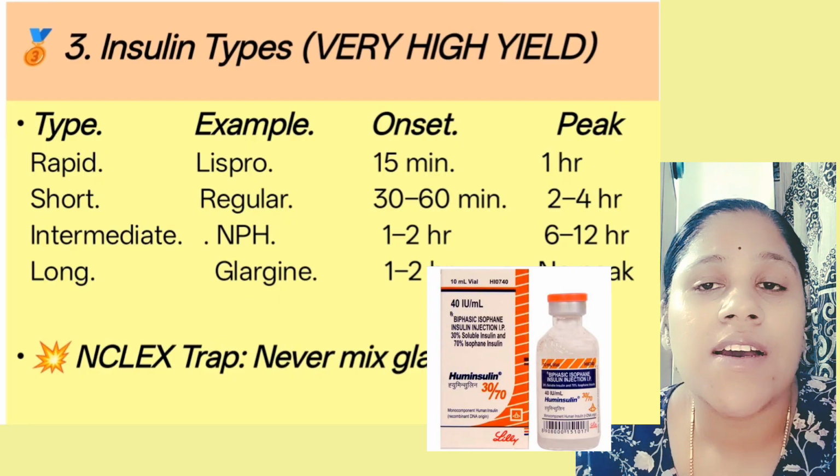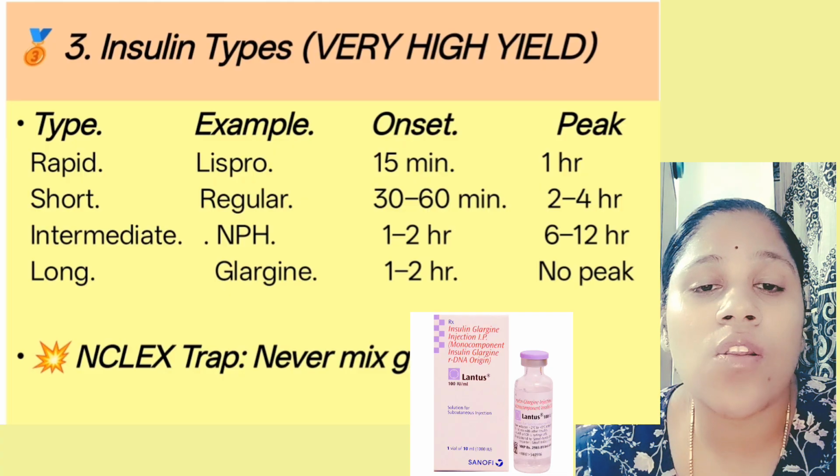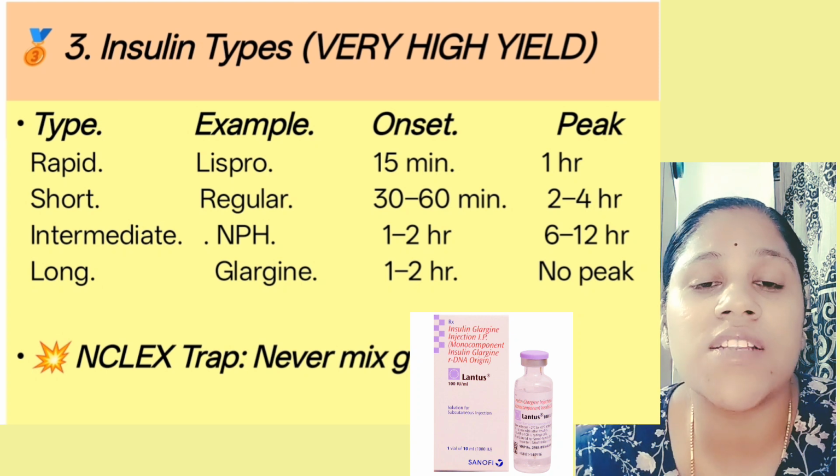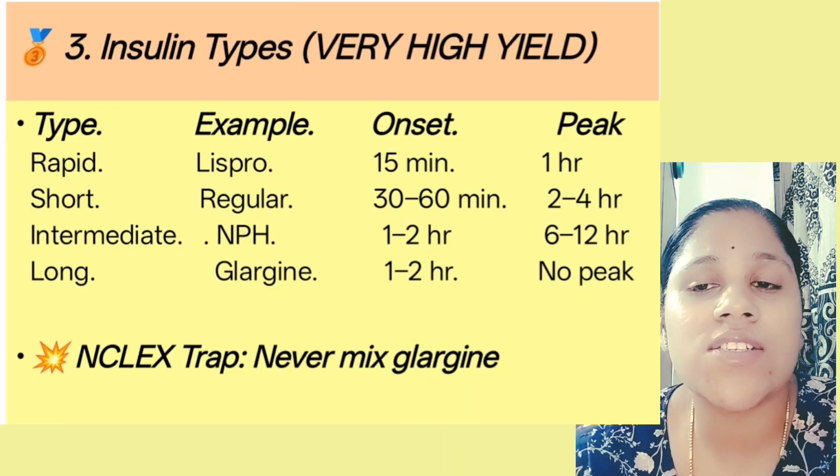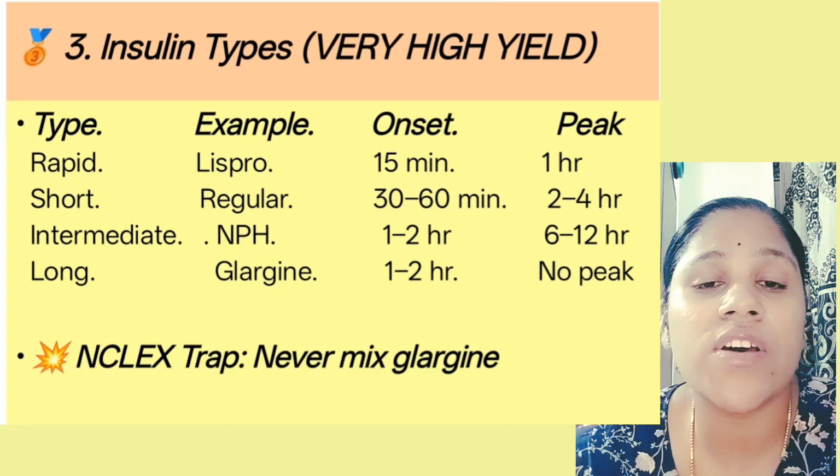Next type of insulin is long-acting insulin. Here the example is glargine. Yes, the onset of action is 1 to 2 hours, but there is no peak for this drug. It acts for a longer time, more than 24 hours. Next, the NCLEX trap we see here is that we should never mix glargine with any other insulin. It has to be given separately.